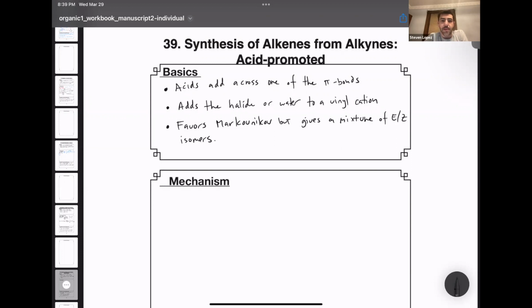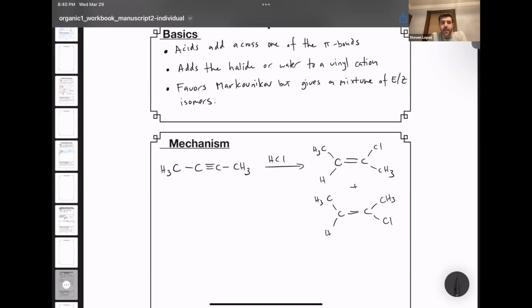In general, these reactions favor the Markovnikov addition, but they give a mixture of E and Z isomers, and we'll explain why in the mechanism. In this reaction, we have 2-butyne reacting with hydrochloric acid to afford the two alkenes shown on the right. Notice the product on the top is a trans product, while the product at the bottom is a cis product.